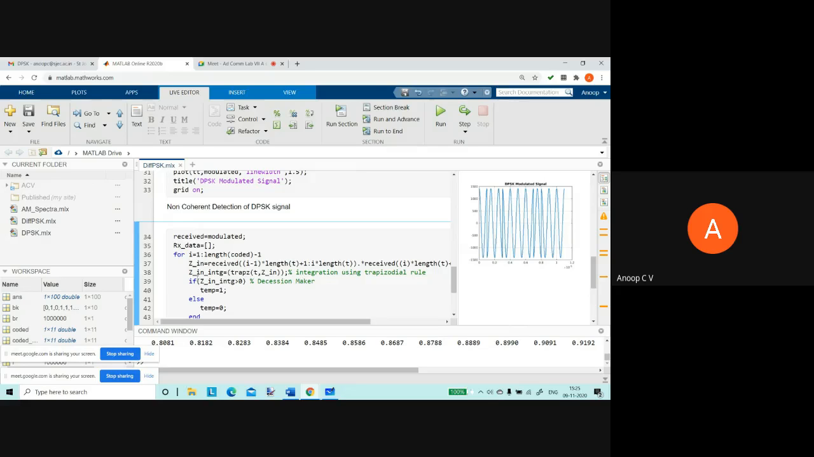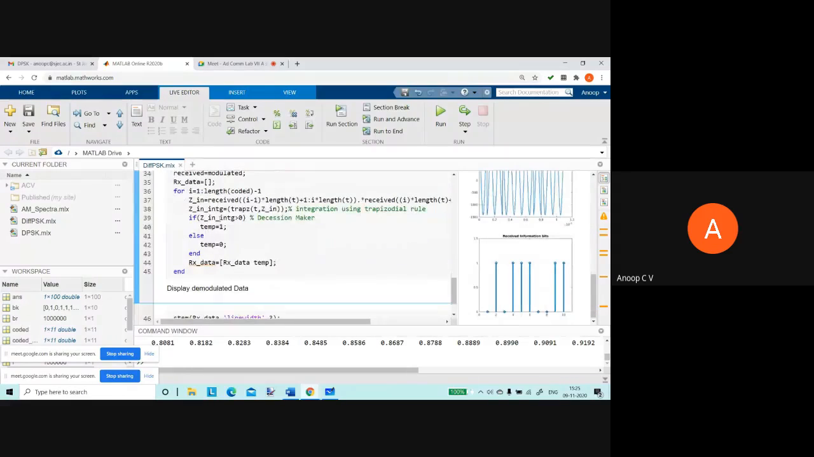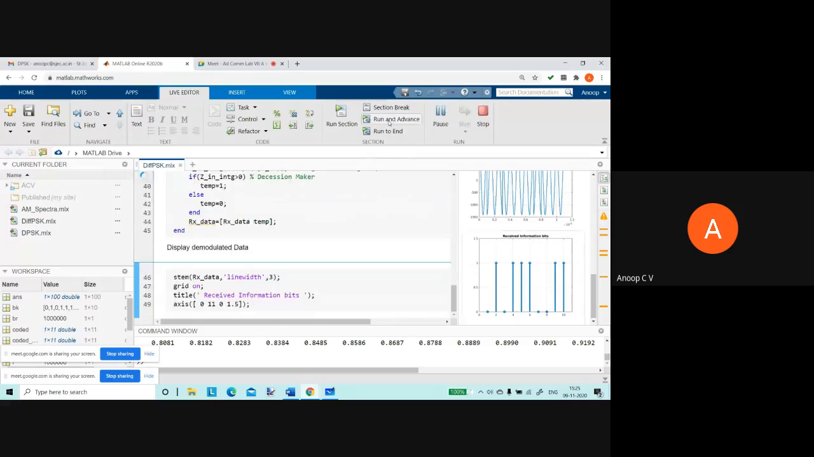Then this is our decision, right? If Z in integral is greater than 0, we can take a decision as 1, and if it is less than 0, we can take it to be equal to 0. Then this term has to be appended to this received data. So bit by bit we are decoding, and we are appending it to this received data, right? Maybe we'll run this. And then after that we are simply displaying it.